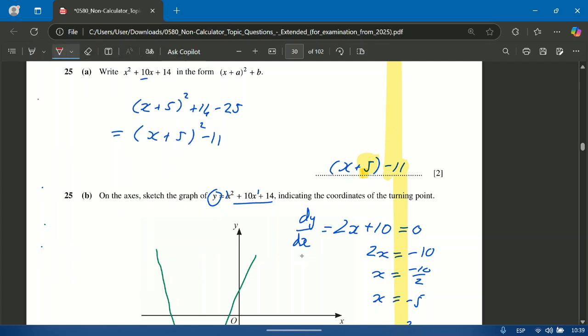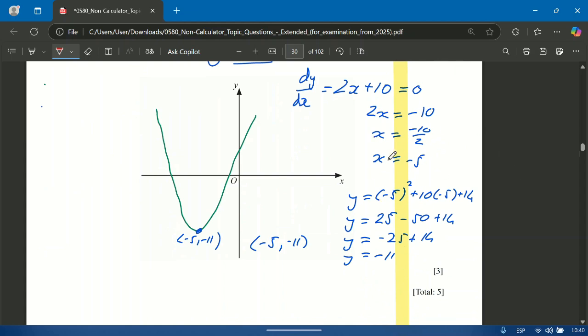This will be your y coordinate, and this will be your x coordinate, but you need to change the sign. If that's a positive, you need to make it a negative. If it's a negative, you need to make it a positive. That will always be the turning point. So you could have just read it off here and saved yourself the time of doing all of that.